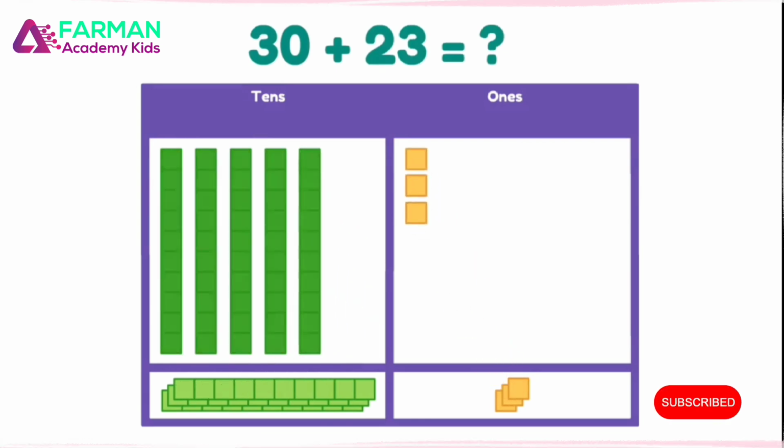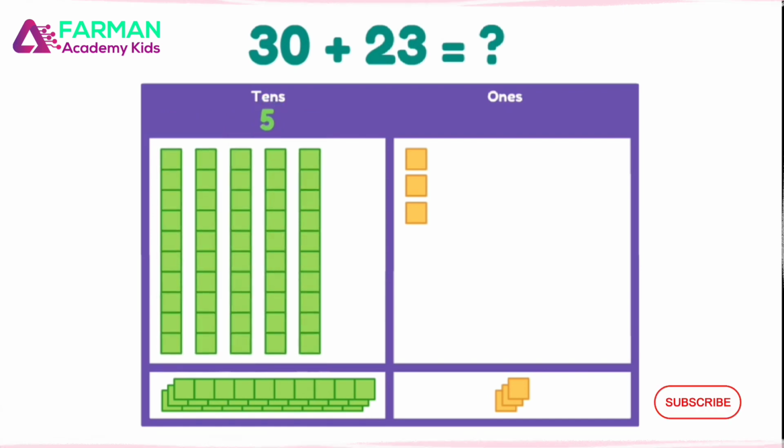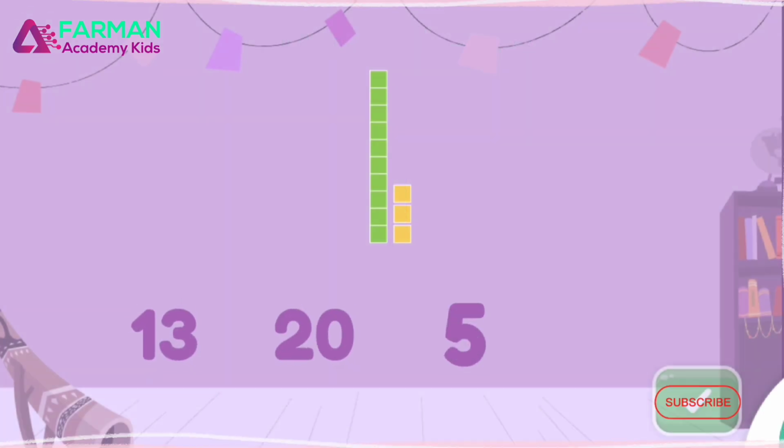These rods are made up of 10 blocks. There are 5 rods. 1, 2, 3, 4, 5. Oh, that's 50. And there are 3 blocks extra. That means there are 53. 5 rods and 3 blocks.